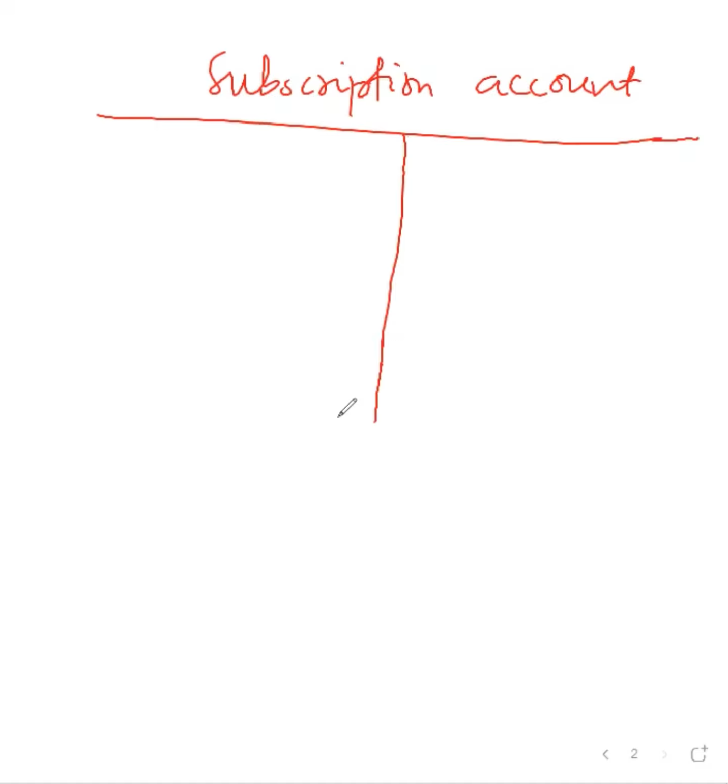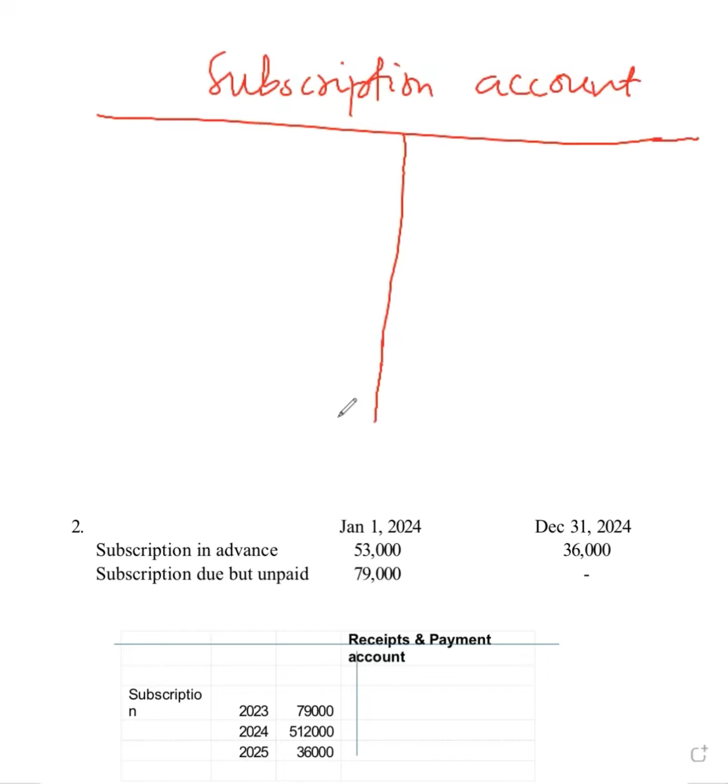Then you come to the balances. Subscription in advance: the first thing you ask yourself is, is it an asset or a liability? Subscription in advance is a liability because the members of the organization have paid their subscription in advance. So here the organization is owing the members, and if the organization is owing the members, it is a liability. That is why subscription in advance is a liability.